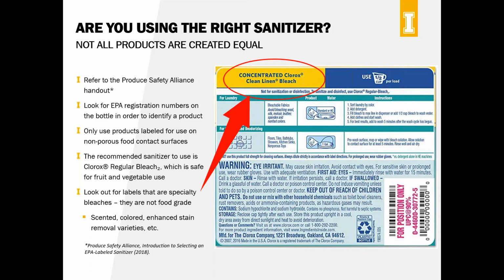Another thing is that you want to keep an eye out for specialty grade bleaches, meaning that the manufacturer has added extra things to make them more effective in your laundry or more pleasant. So things that are scented or have stain removal enhancements or things like that, which obviously aren't things that we would want on surfaces that would come in contact with produce and then be ingested after that. We don't want to ingest bleach at any interval.